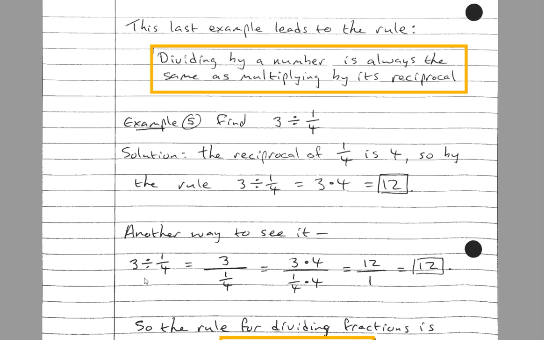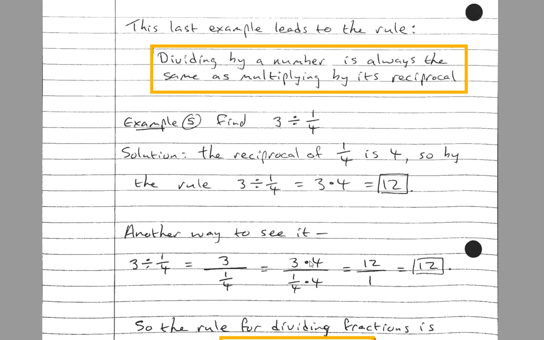Yeah, maybe this is another way to see what's happening. Yeah, so 3 divided by 1/4. You can make this division into a fraction. Okay, so drawing a big fraction bar here. So this is 3 over 1/4. Okay, so 3 divided by 1/4.